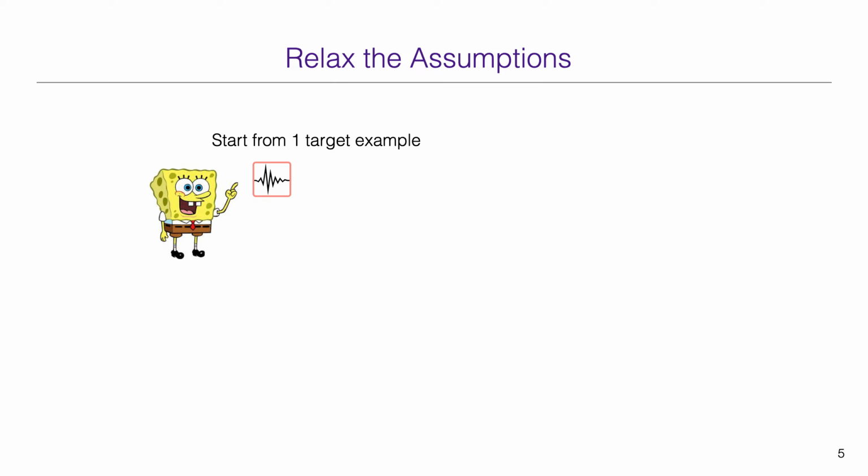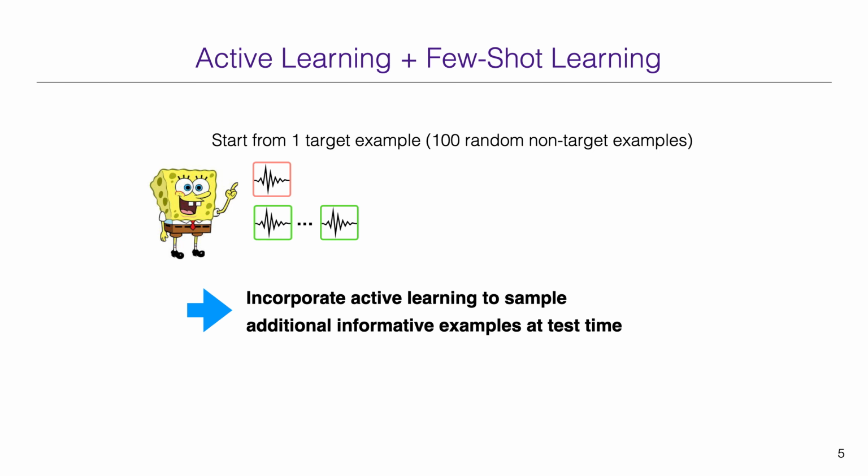We start from just one target example, mimicking the scenario when a user first recognizes a new sound event of interest. And we randomly sample 100 non-target examples from the training set to model the negative class. Typically, it is hard to get a robust representation with just one target example. To recover model performance, we propose to use active learning techniques to efficiently sample additional informative examples at test time.